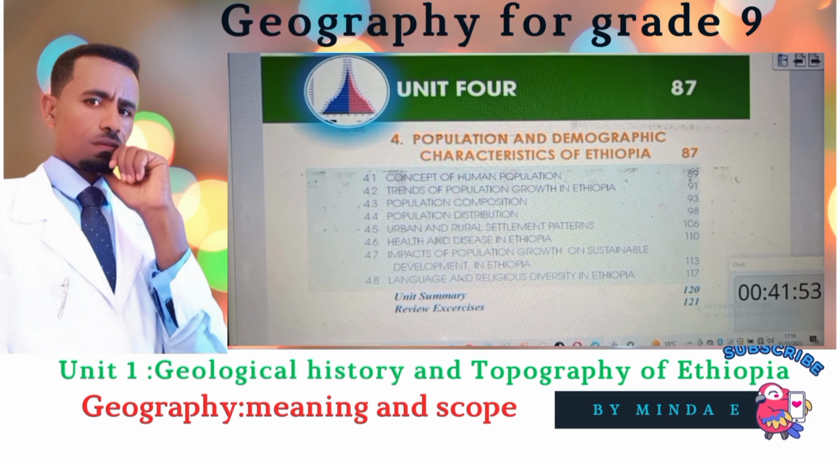5, urban and rural settlement patterns. 6, health and disease in Ethiopia. 7, impacts of population growth on sustainable development in Ethiopia. And 8, language and religious diversity in Ethiopia.